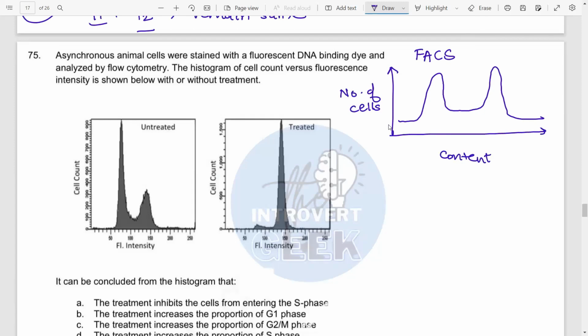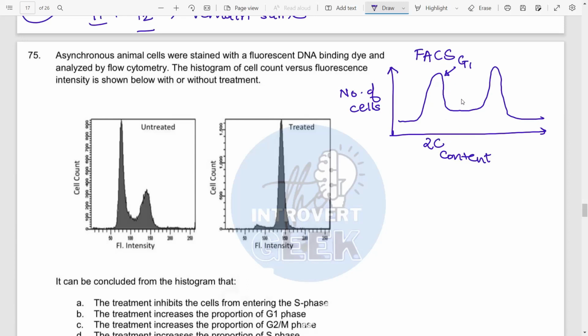So here, this first peak that you see resembles the G1 phase. Why G1 phase? Because if you look at it, here the content is only 2C. It's not replicated yet. It's in the starting phase of the cell cycle. So it is like 2N. Correct? We say it's 2N.